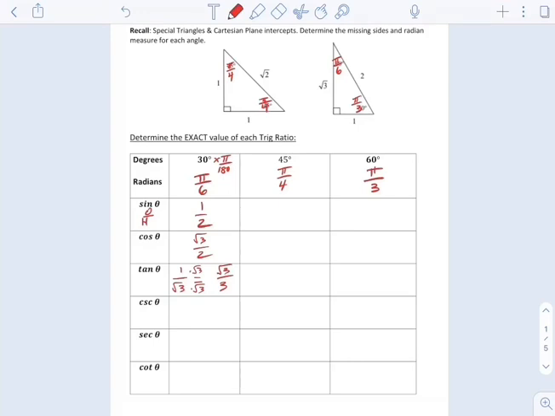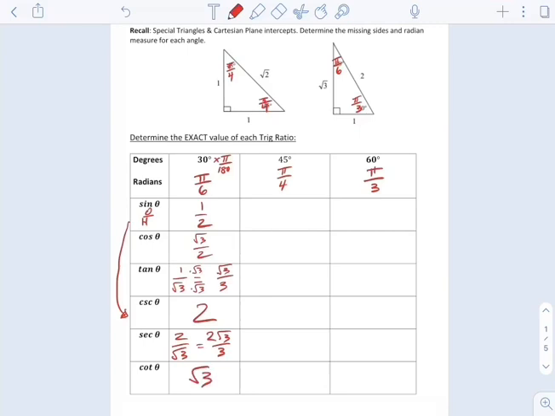For cosecant, well, that's just sine flipped. It's hypotenuse over opposite. So if it's 1 over 2, cosecant is 2. Secant is cos flipped, so that would be 2 over root 3. And if I rationalize that denominator, it's 2 root 3 over 3. And cotangent is tan, just flipped. So originally it was 1 over root 3. So when I flip, it becomes root 3.